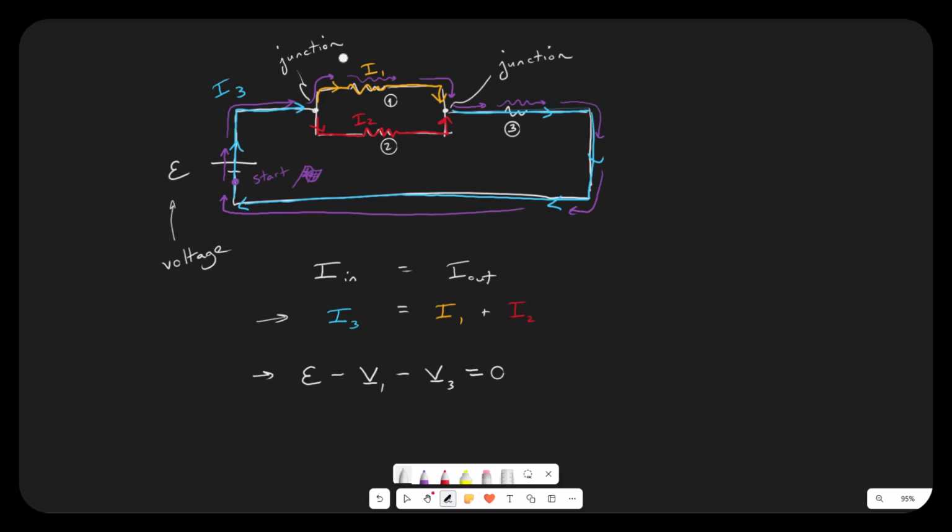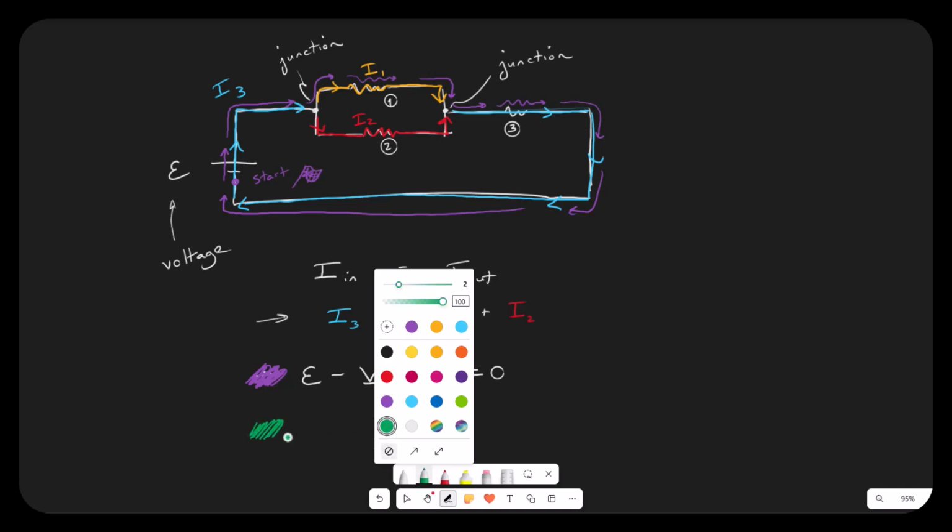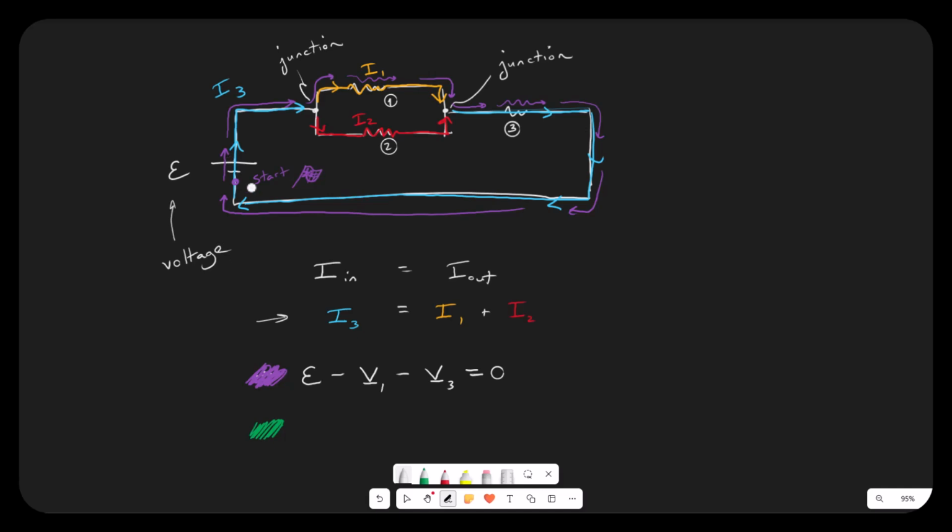I picked a closed loop, and I said all my voltage has to be accounted for. I didn't have to choose that loop. I could have gone down to this loop instead. So I could have also said, let's call this my purple loop. Now I'm going to look at a green loop. My green loop, I'm going to start from the same location, start moving, and I get E.